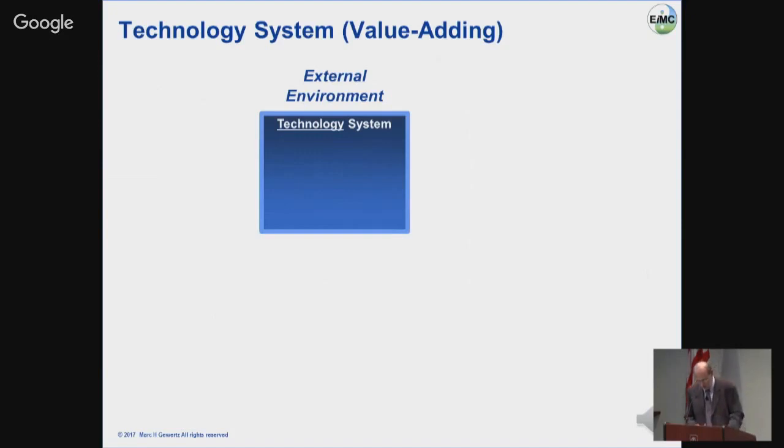Next, the system is placed into the context of being a technology system in its external environment, where the application of the technology's related functionality in serving its purpose is intended to be a value-adding, sustainable situation over the life of the system.